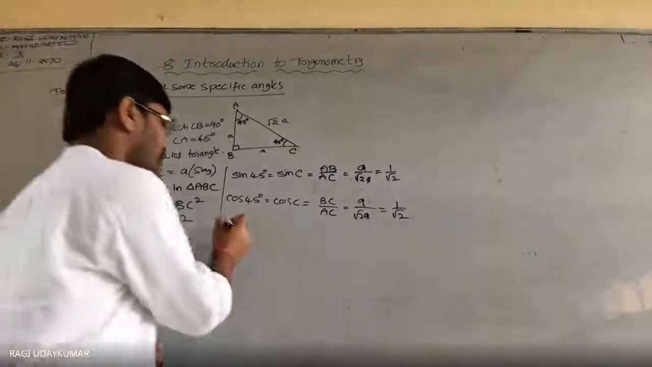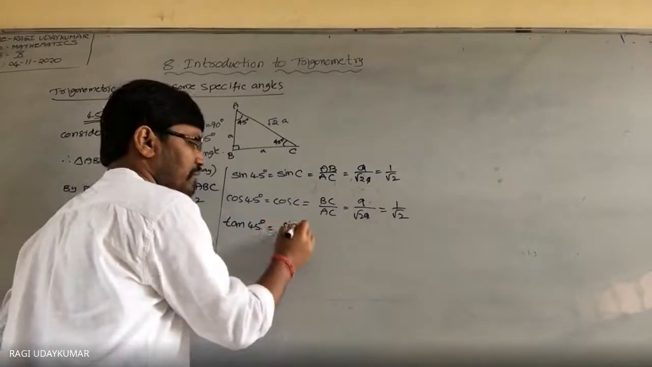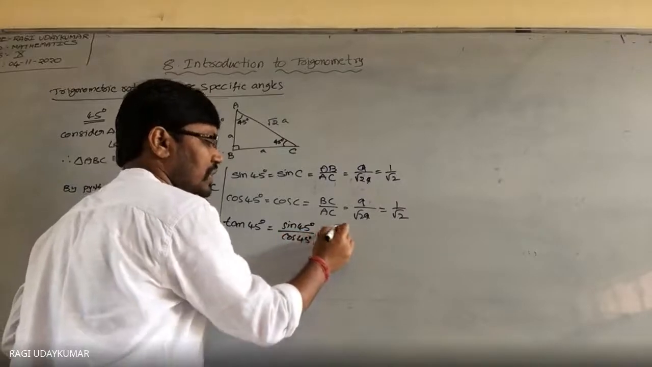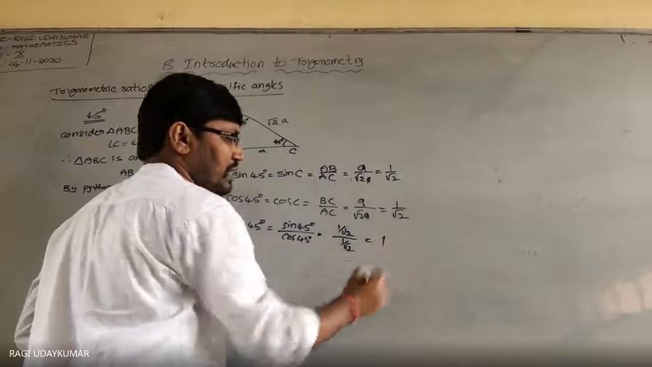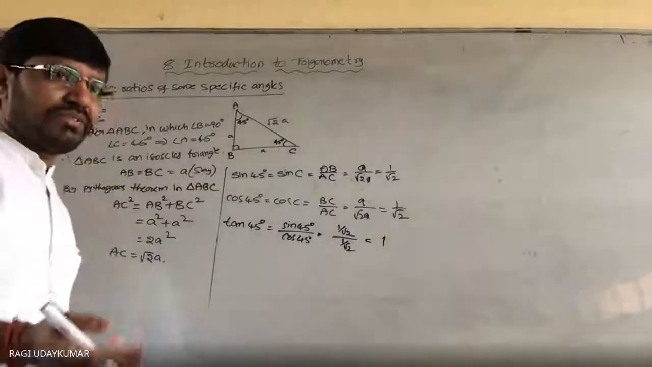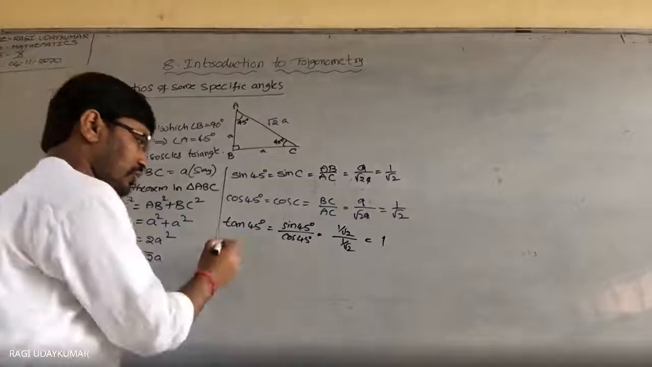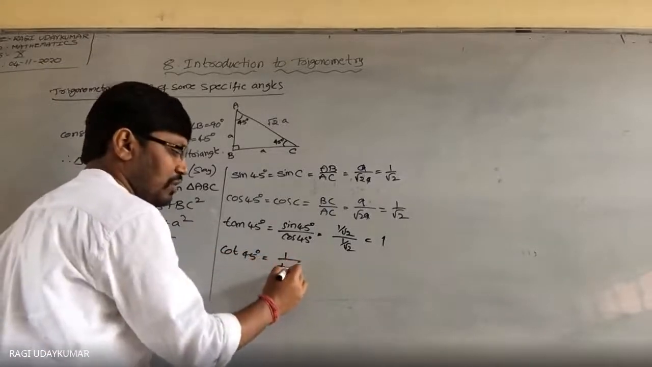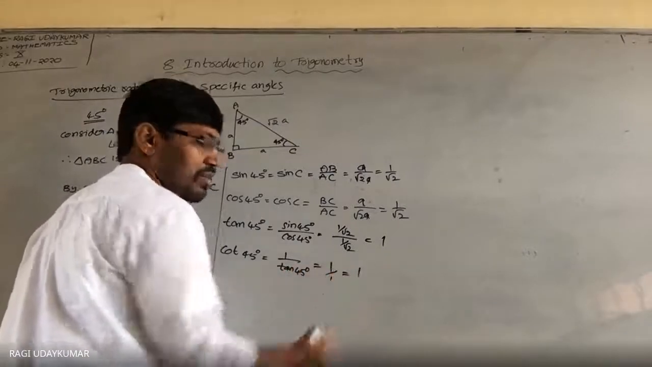So how? Tan 45 is nothing but sin by cos, sin 45 degrees by cos 45 degrees, which is equal to 1 by root 2 divided by 1 by root 2. Both are equal, so the result is 1. So this is the proof of finding the trigonometric ratios for the 45 degrees angle. Cot 45 degrees is the reciprocal of tan, so 1 by tan 45, 1 by 1, which is equal to 1.